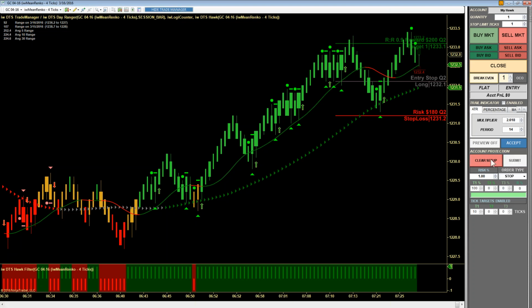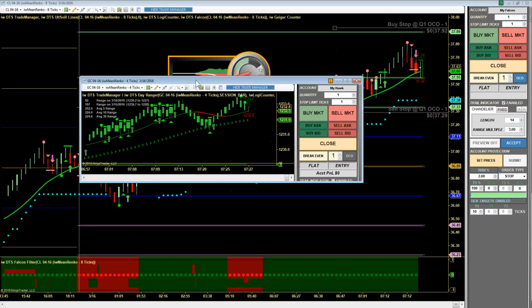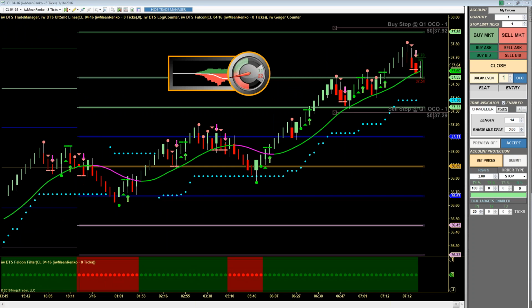Right? Trading is very much about probabilities. You want to give your trades a chance to work out. Don't strangle your trades by keeping your stops overly tight. Very, very important concept.